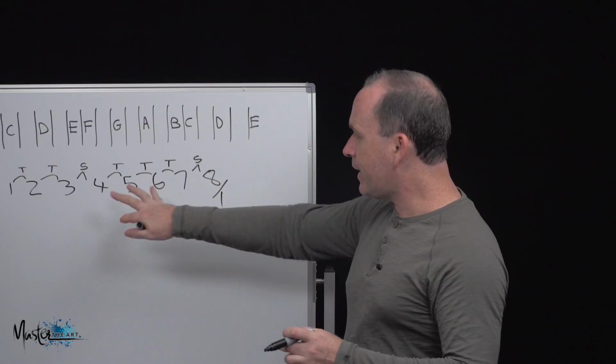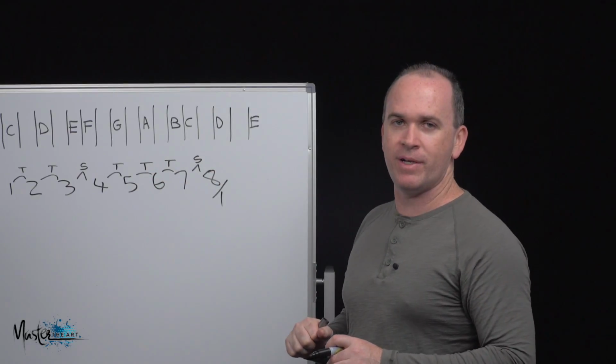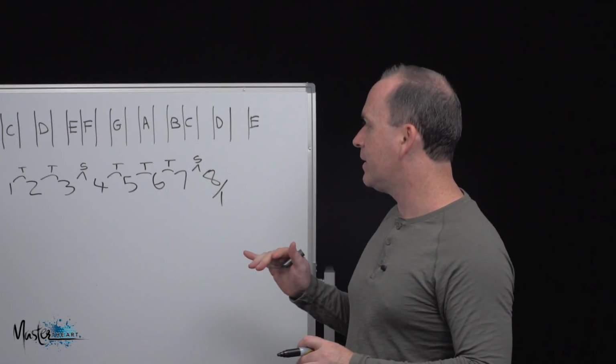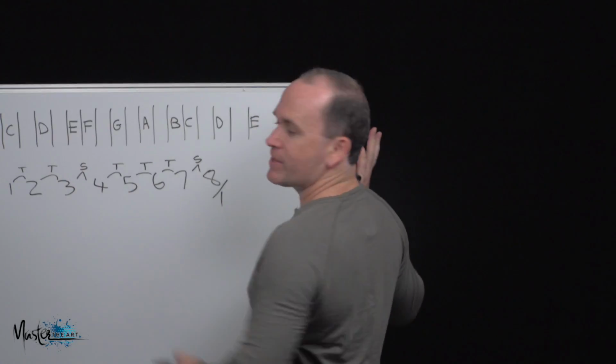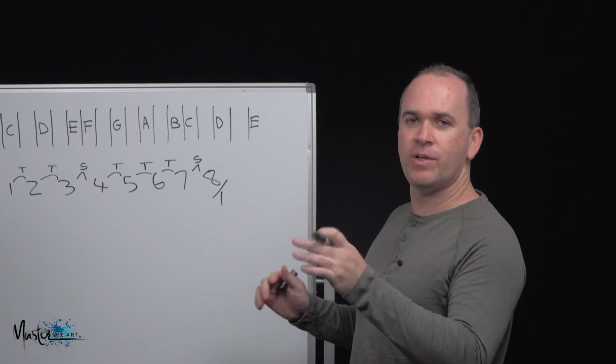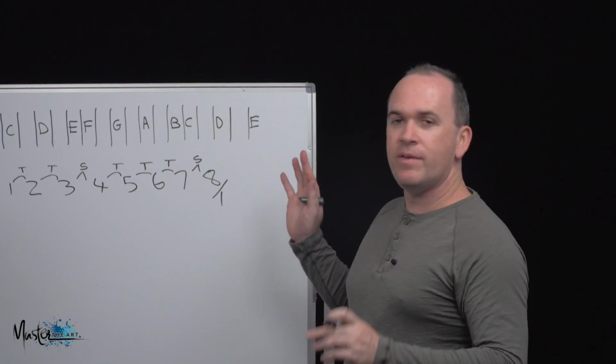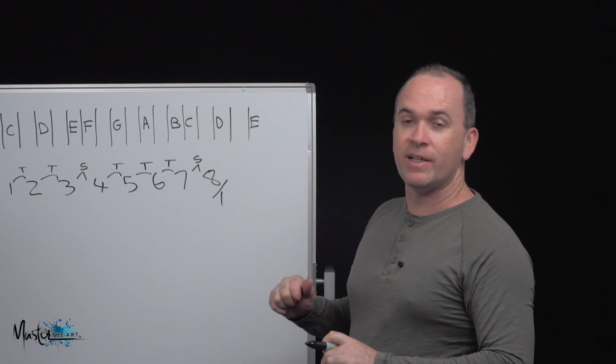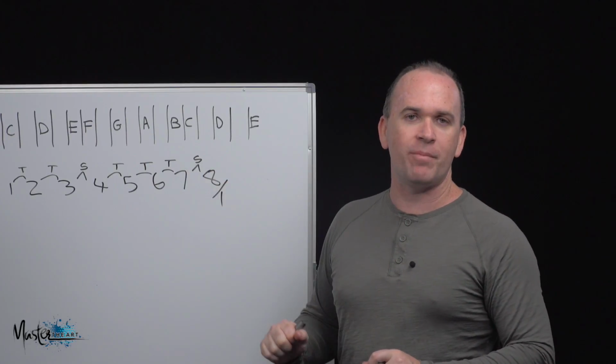So that pattern, it's essential that you memorize it. You need to know it off by heart. All right, so I used to always think of it as just tone, tone, semitone, tone, tone, tone, semitone. 3 and 4 together, 7 and 8 together. And that's the pattern we're going to use to learn our major scales.